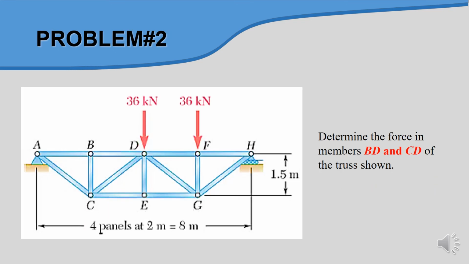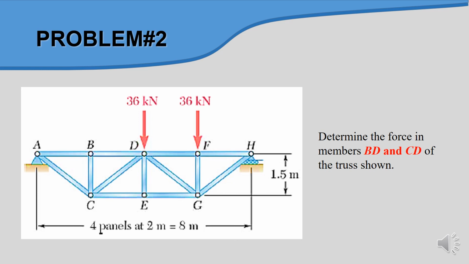For problem number 2, we have many members building this truss, given two external forces of 36 kilonewton at point D and point F, and given the dimension of 4 panels at 2 meters, which is equivalent to 8 meters. Of course we need to use the method of section in order to get the value of BD and CD.